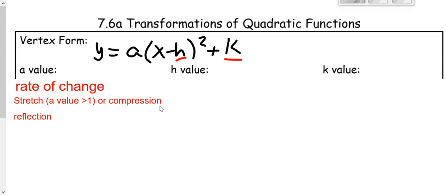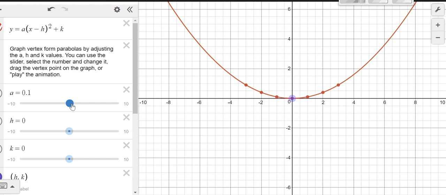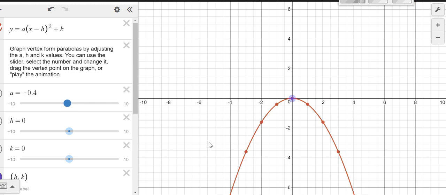So let's go back to our notes and make a note that a compression is when your A value is less than 1. However, do you notice that these are still positive? Signs don't matter when you're talking about a stretch or compression, because a sign actually has more to do with reflection. So let's look at our A value and now let's make it negative. As soon as I make it negative, what do you notice happens? It flips, right? It reflects across that vertex, or in this case, reflects over the x-axis. So now it's upside down, but notice I'm still at a decimal.